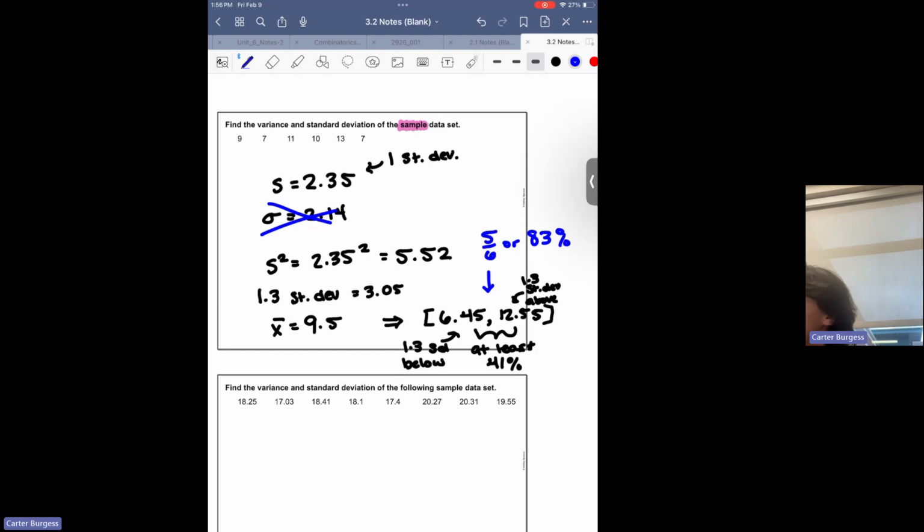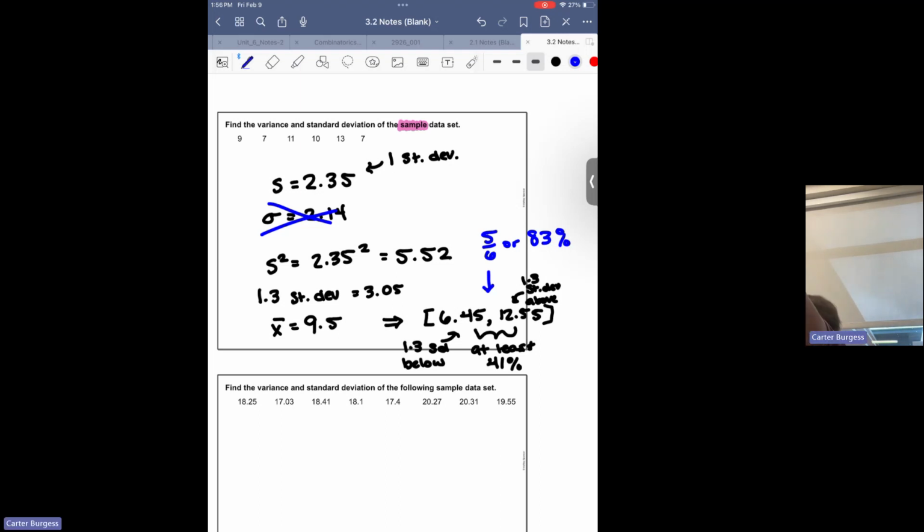Is this inconsistent with what Chebyshev is saying? No, Chebyshev is saying at least 41% is going to be captured within this range. And for our data, it's more than that. It's substantially more than that, which is just going to be because of the type of distribution that this represents. But at the very least, this is like a consistent result, right? We are at least at that value.